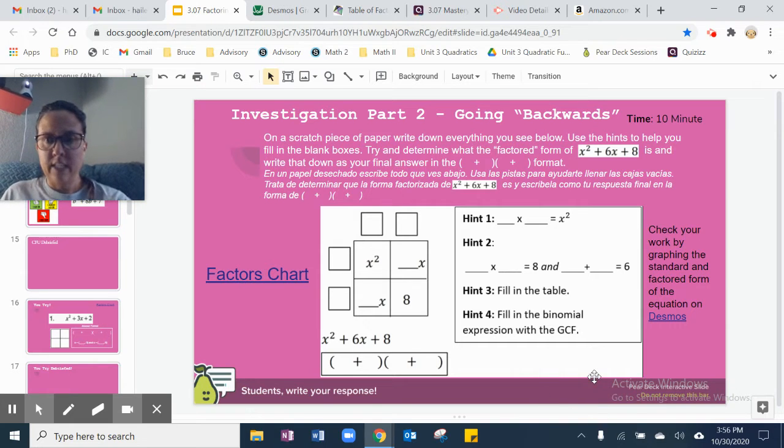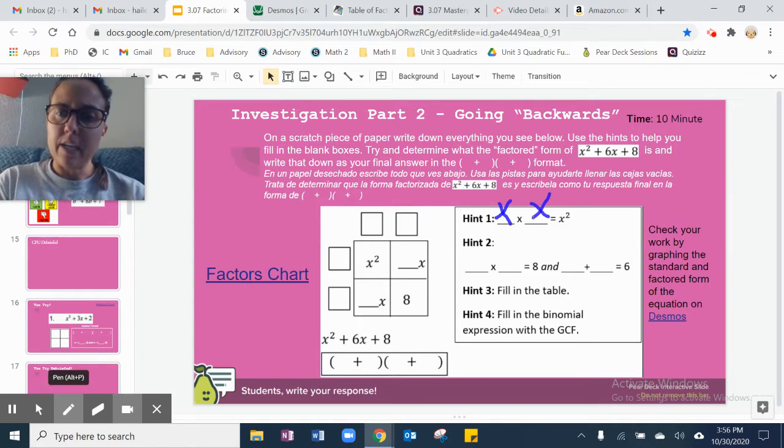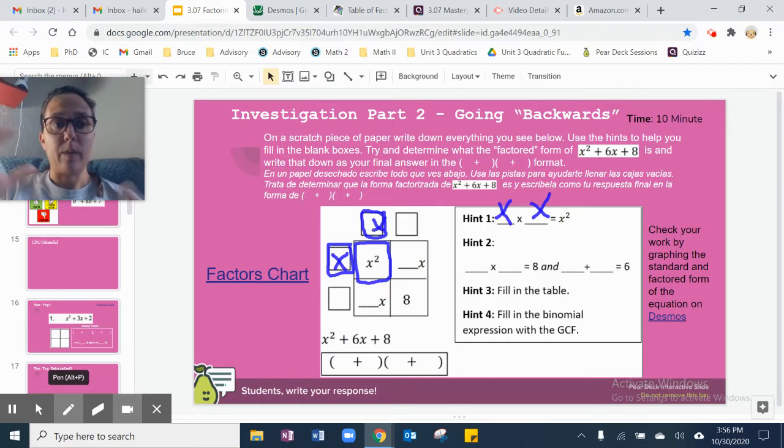So, hint number 1, what times what is x squared? Well, we know that x times x is x squared. So, if this box is x squared, then these two boxes must be x and x, because x times x gives us x squared, and that's what we learned in foiling, right? But instead of multiplying, we're going backwards and trying to figure out what did we multiply to get this.